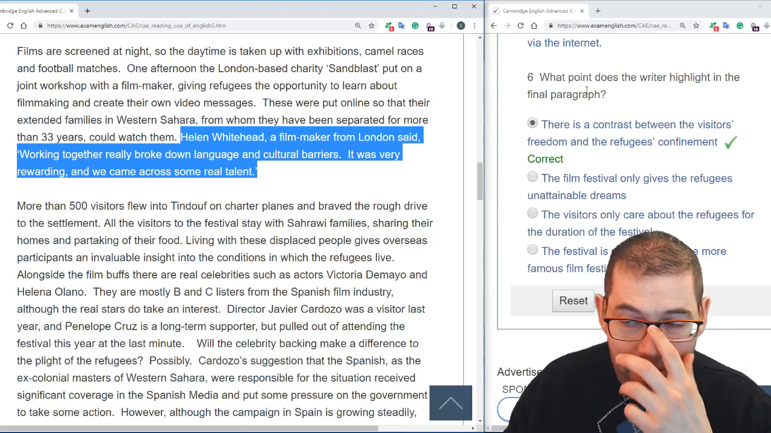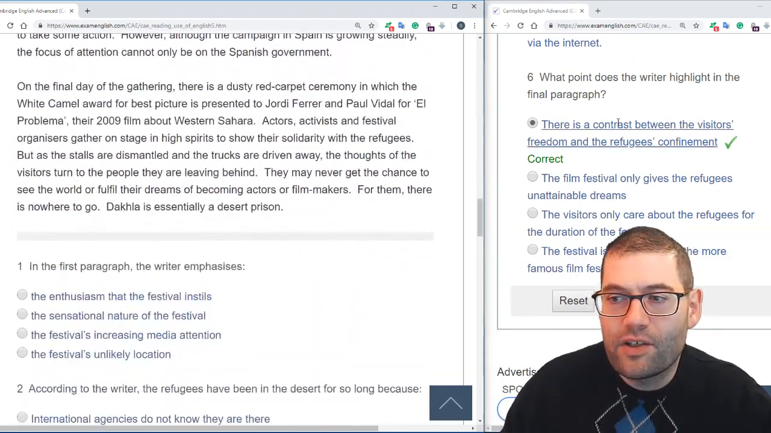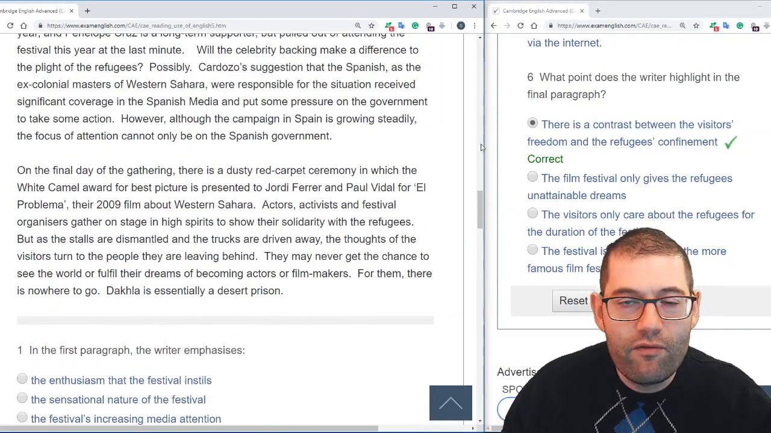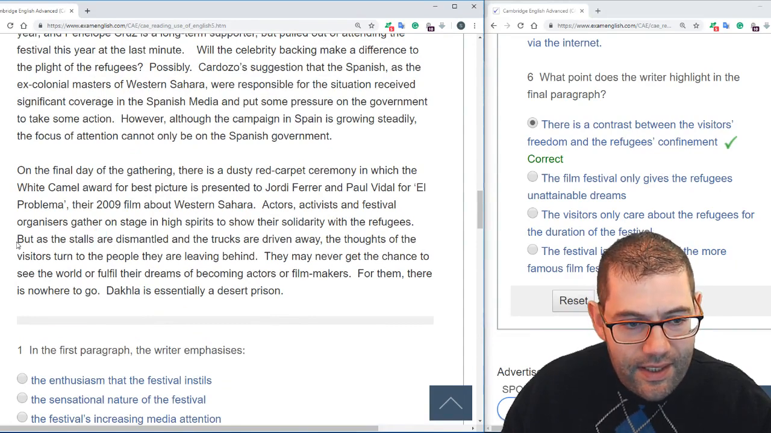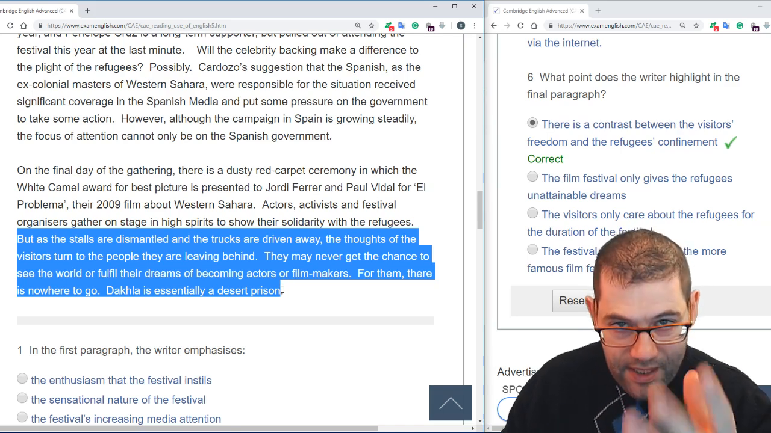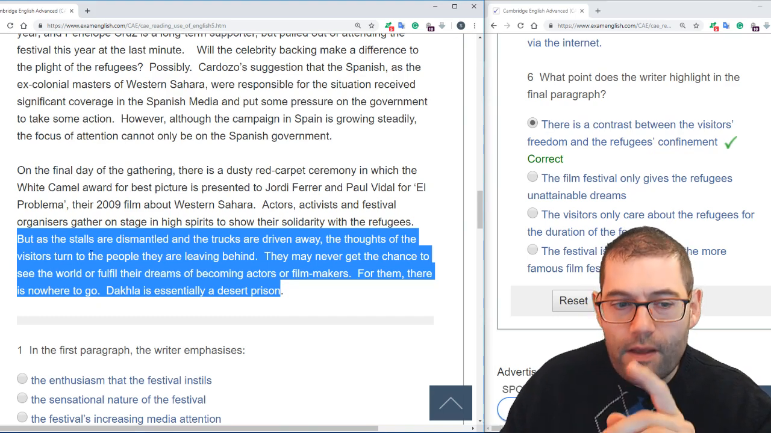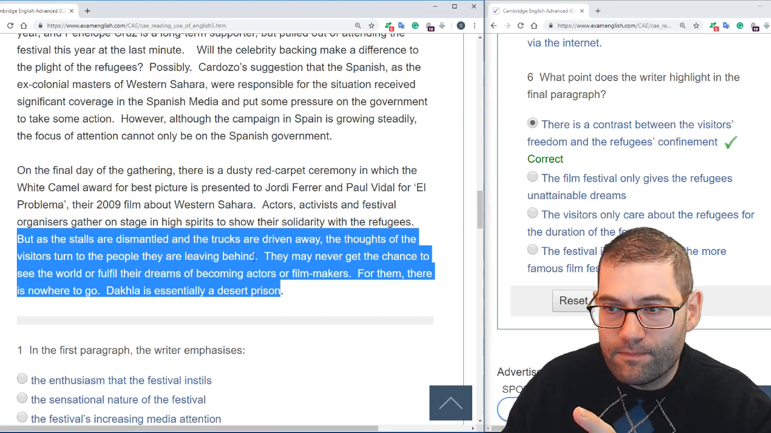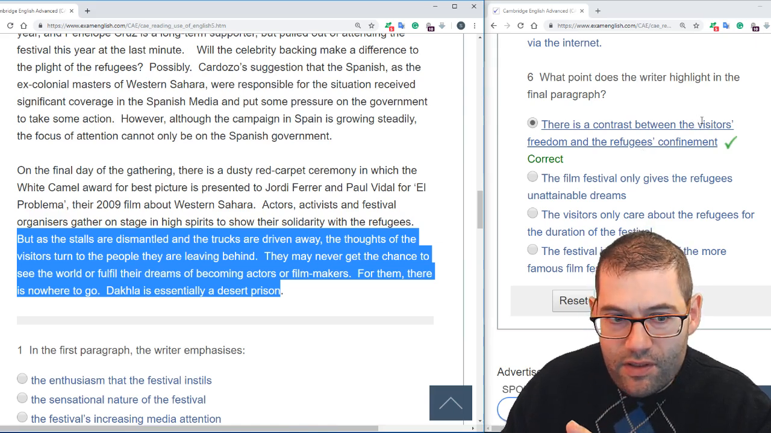And lastly, for question number 6, what point does the writer highlight in the final paragraph? That there is a contrast between the visitors' freedom and the refugees' confinement. And we see this right at the end, in the last couple of sentences, as the stalls are dismantled, which means taken apart or taken down, and the trucks driven away, the thoughts of the visitors turn to the people they are leaving behind. So here we've got visitors and refugees. So visitors, the clear vocabulary link there, and people they're leaving behind refers to the refugees.